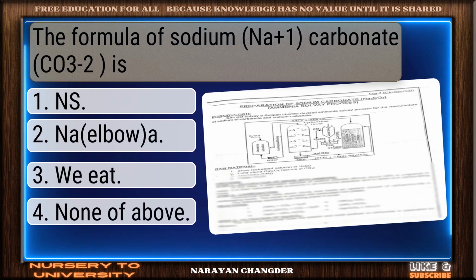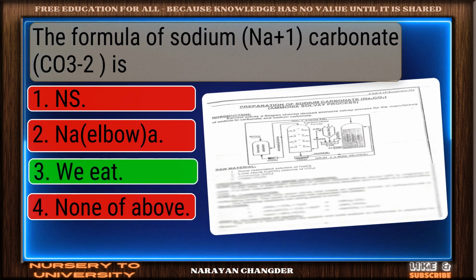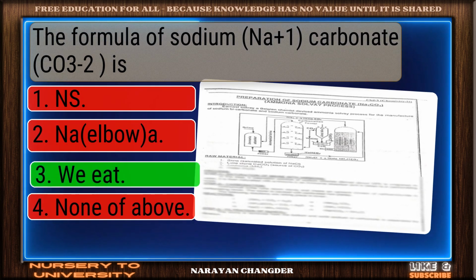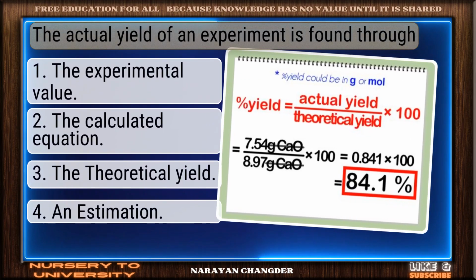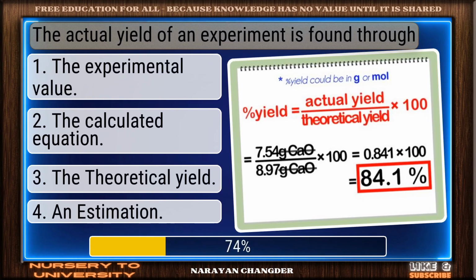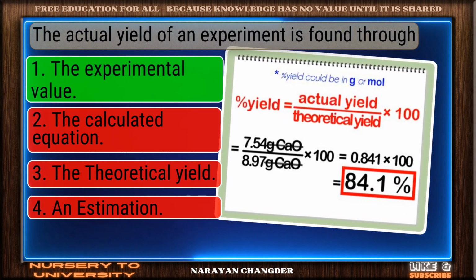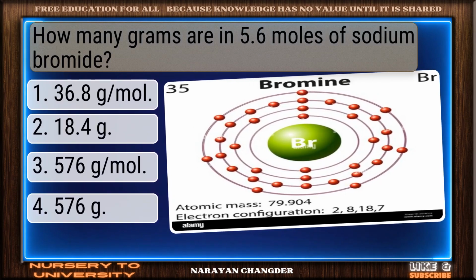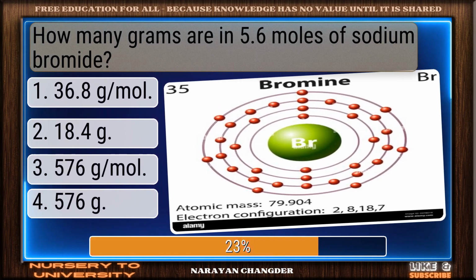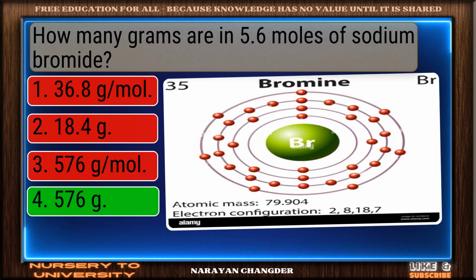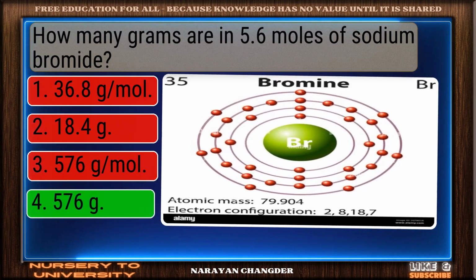The formula of sodium carbonate is. Well done. We eat is the right choice. The actual yield of an experiment is found through. Bravo. The experimental value is the answer. How many grams are in 5.6 moles of sodium bromide? Good thinking. 576 g is the right answer.